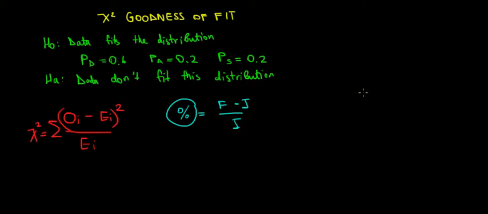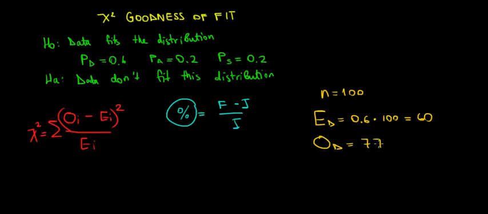Let's suppose we have 100 students in our sample and we expect to have 60% Dutch students. That means that the expected value for Dutch students is going to be 0.6 times 100. So that would be 60 students. But suppose that the observed value of Dutch students is 77. The difference between the expected and the observed value is 17.